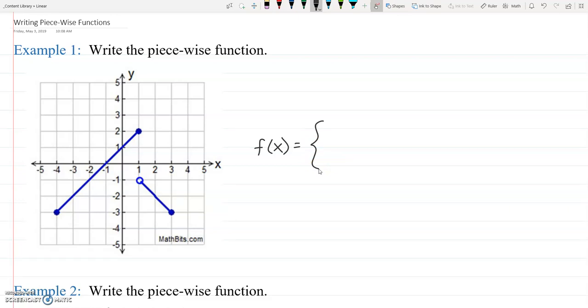Alright, so now I just gotta write the equation of each line. And just a heads up, one of the things I taught you in this unit that will be coming up in your test is writing equations of lines. In order to write the equation of a line, you need slope and y-intercept. There's a video on that.